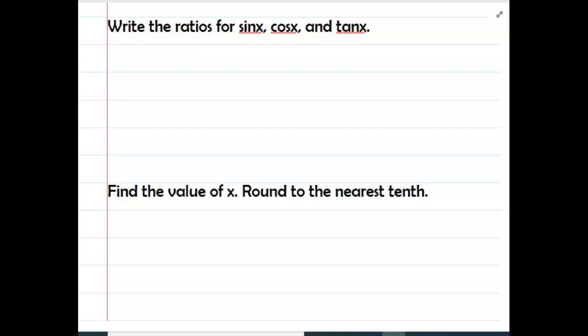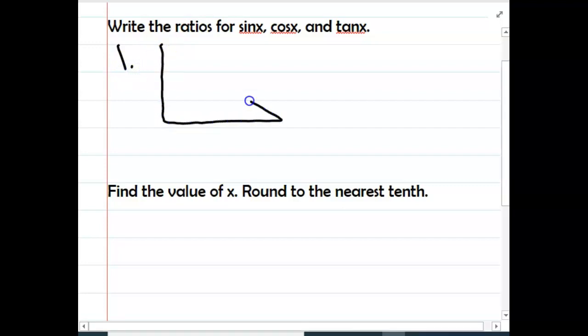Because remember, with right triangles, if you know you have your 90-degree angle and you have another angle, you can find the third one. So you can establish similar triangles that way. So let's draw our right triangle. Got a right angle.